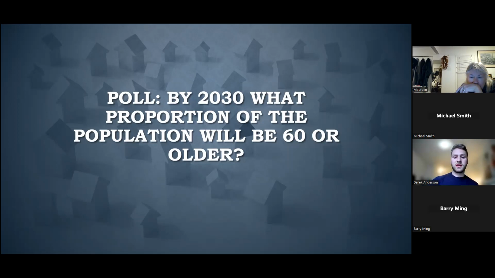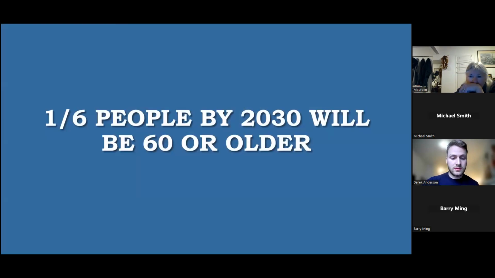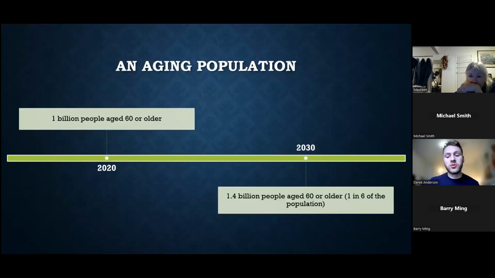You can see the majority of the responses said about 1 in 4, and a decent number of people also said 1 in 6. The answer is that by 2030, 1 in 6 people will be age 60 or older. So what's the importance of that? Well, it shows that we do have an aging population and that this is a significant age bracket that will only continue to grow in the future.